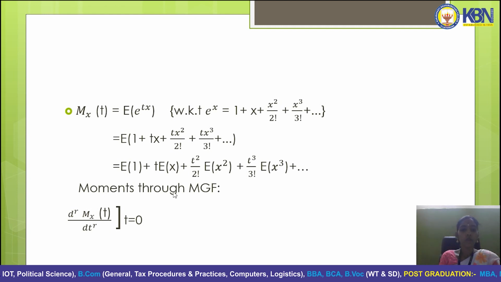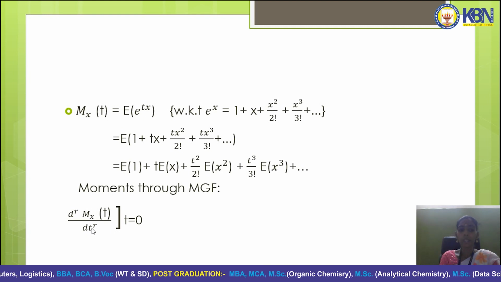The moments through M.G.F can be derived as the derivative of the rth moment. We can derive the rth moment by using d^r M_X(t) by dt^r, where t equals 0.